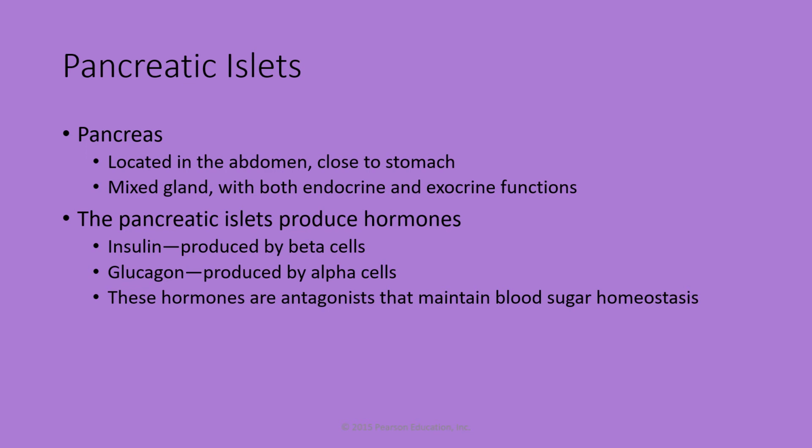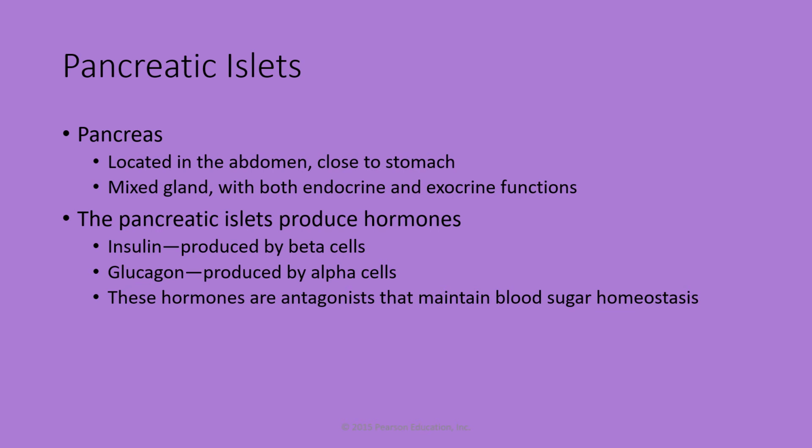The pancreas is in your abdomen. The pancreas is located, it's kind of tucked under the stomach and under the liver there, and it's a mixed gland. It acts as both exocrine and endocrine gland. The endocrine portion of it does produce 2 hormones, insulin and glucagon. The insulin is produced by the beta cells and the alpha cells produce glucagon. These are antagonistic to each other, meaning that they have opposite effects. It's helping to maintain proper levels of sugar in your blood.